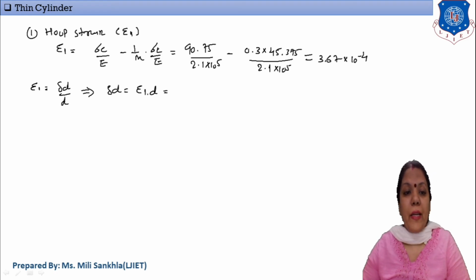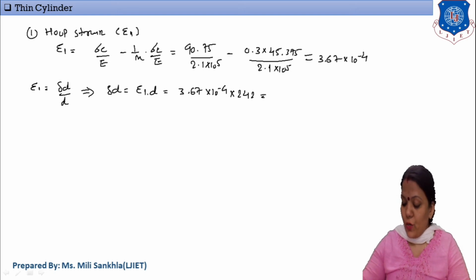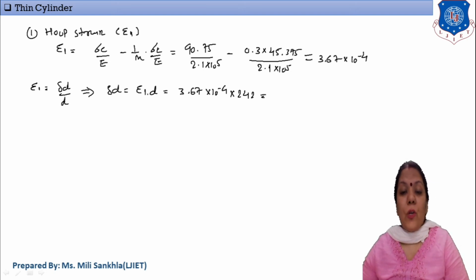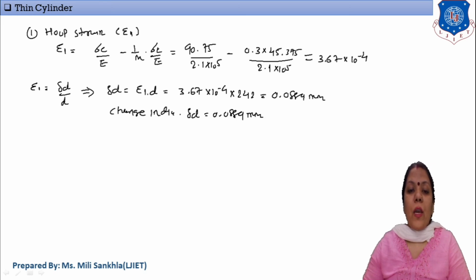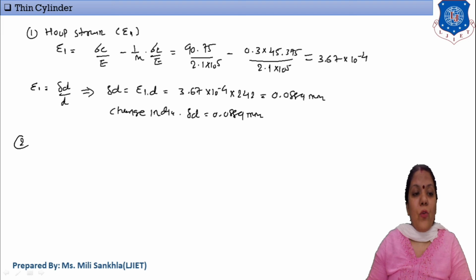Epsilon 1 we found is 3.67 into 10 raised to minus 4, and our diameter is equal to 242. Now my answer for this del D is 0.0889 mm. First, write down the change in diameter: del D is equal to 0.0889 mm.